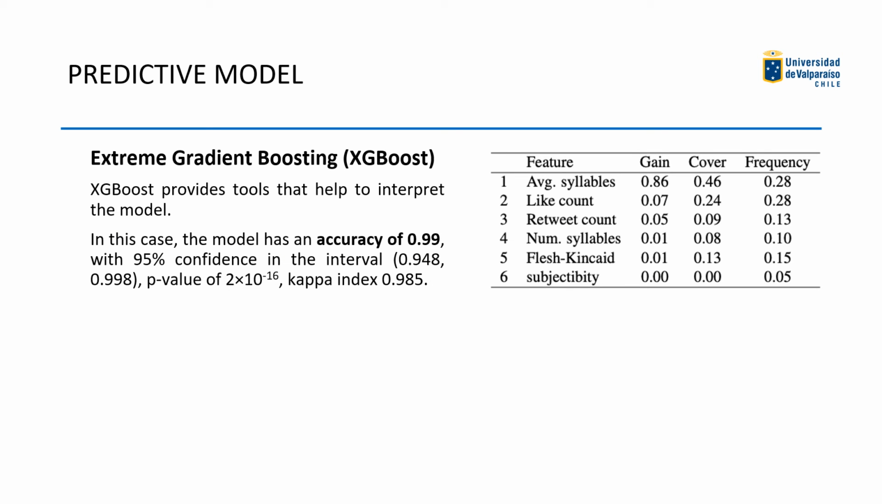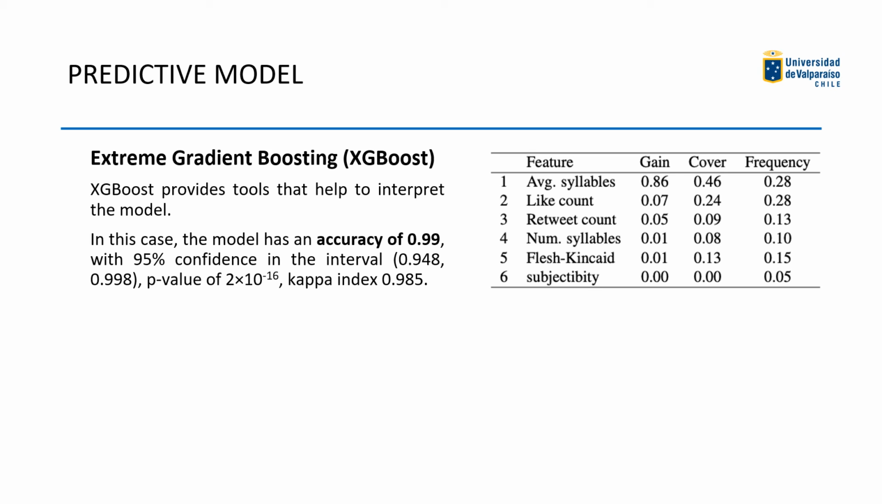Finally, we will talk about the predictive model. Extreme gradient boosting is a fast and high-performance nonlinear technique. Its interpretability is key since the variables of greatest importance for the model can be identified. For the model, 75% of the data were used for training and 25% for testing.